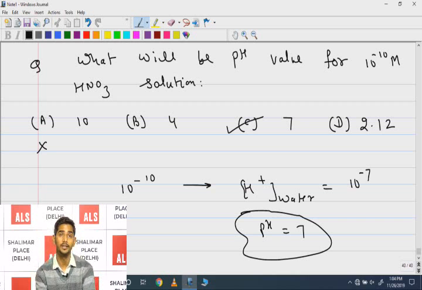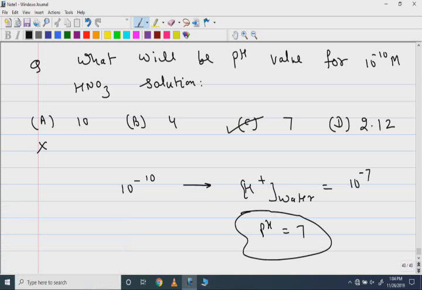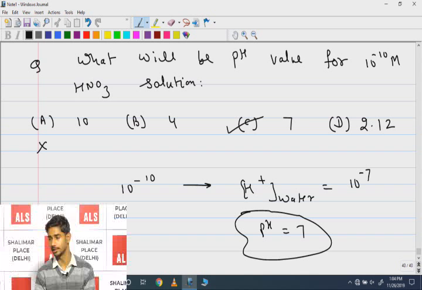Guys, I am repeating that the table is very, very important. We'll continue with pH in the next class, that is tomorrow. And please solve the previous year's questions of states of matter, the gaseous state. I think I have given you the previous year's PDF. Please solve that.